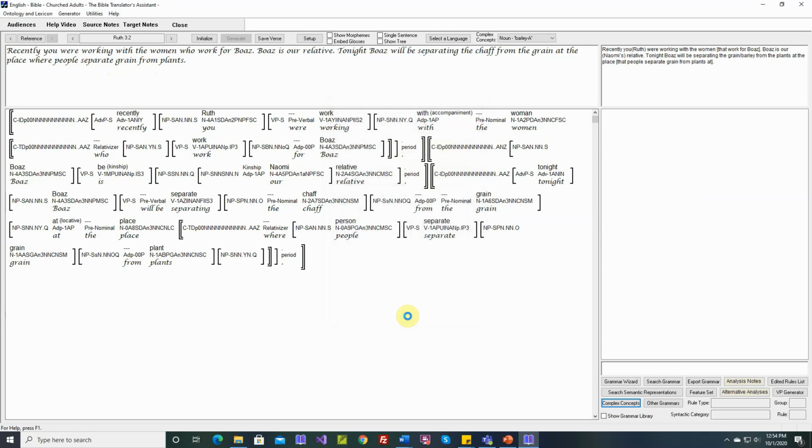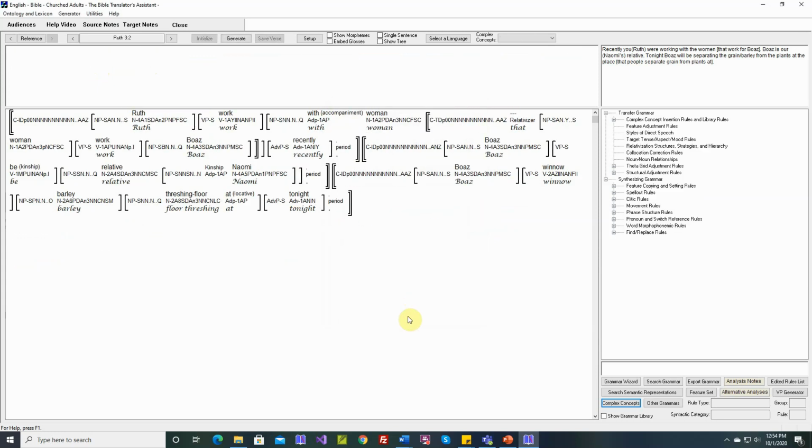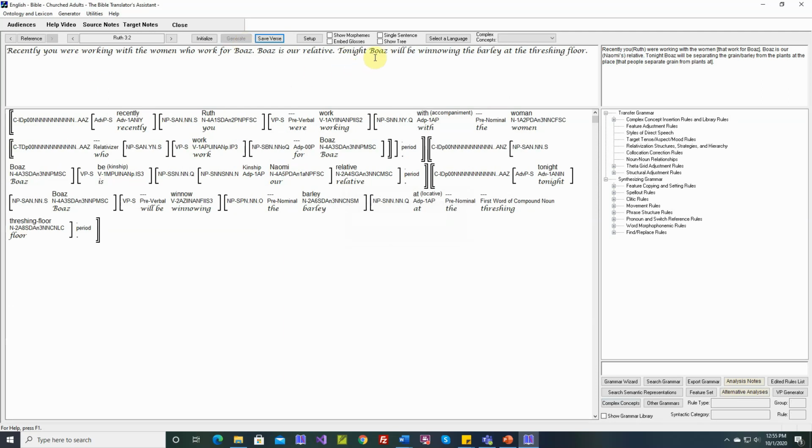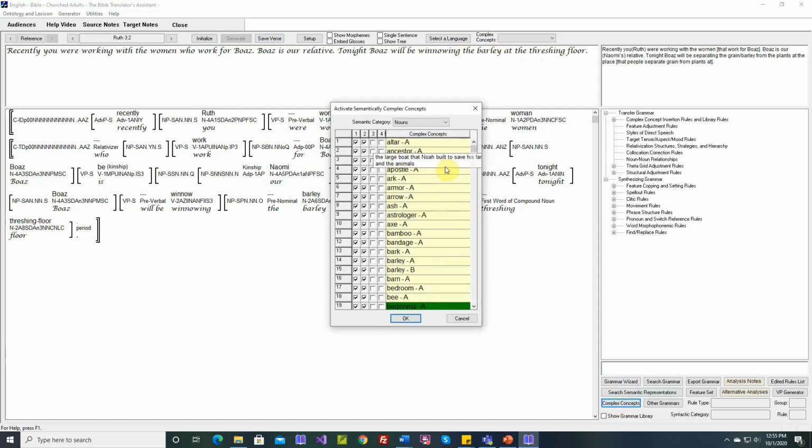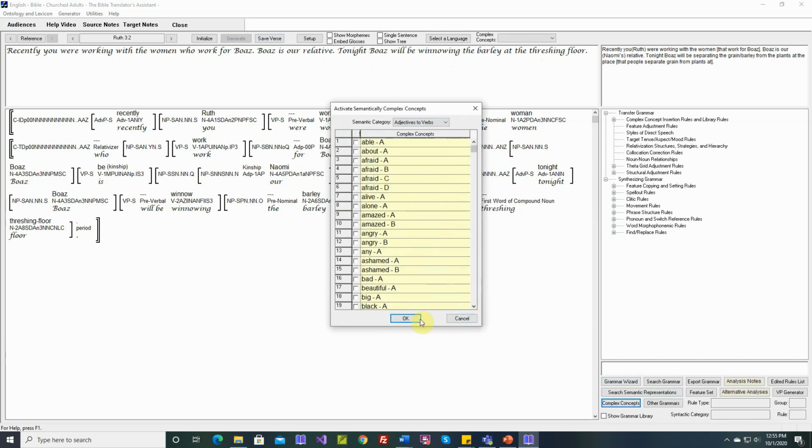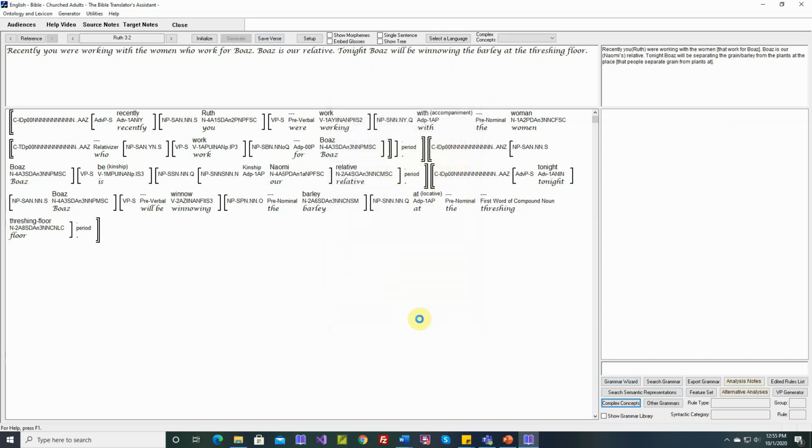So now when we do this, we see the verb winnow, and we see threshing floor. And if we generate the verse now, tonight Boaz will be winnowing the barley at the threshing floor. So it uses these complex concepts. And that's what this dialogue is about. But there's one more part. We have the standard syntactic categories, but then there's one more level, adjectives to verbs. And for this I want to go to a different verse.